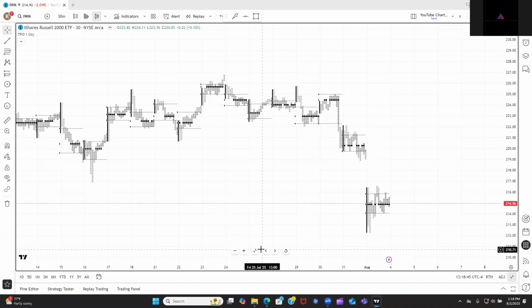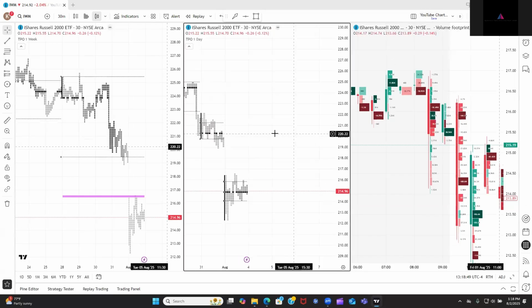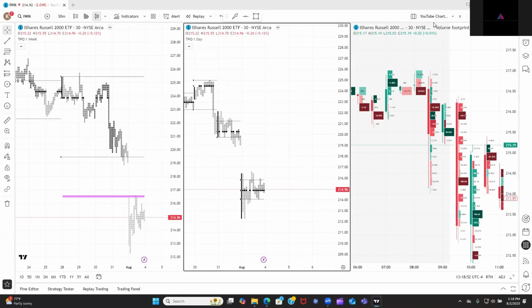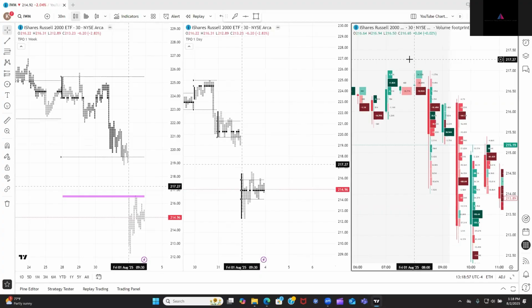All right, everybody. Don't forget, if you haven't already, to save your charts so you don't have to do it the next time you log in. I actually like to do autosave so I don't have to think about it.